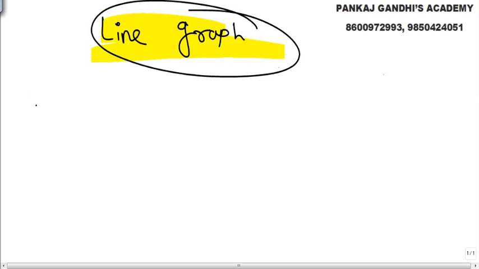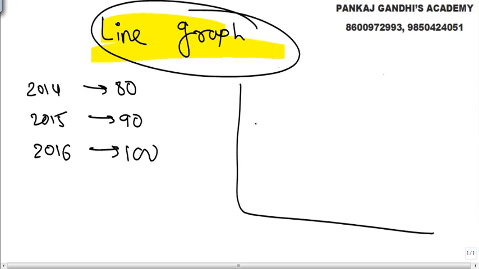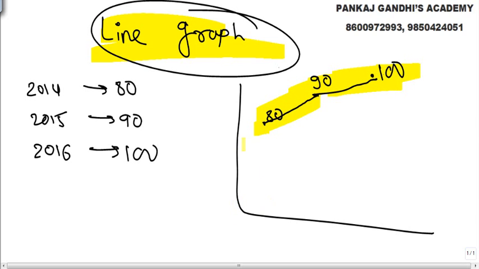Let's say we want to show Pankaj Gandhi's weight in 2014, 2015, 2016. It was 80 kgs, 90 kgs and a full century. Simply what we do, let's say this value 80, this value 90, this value 100. So this line graph merely shows his weight in the years 2014, 15, 16.